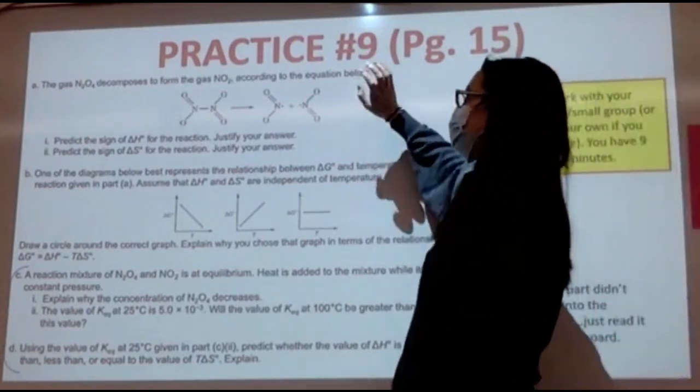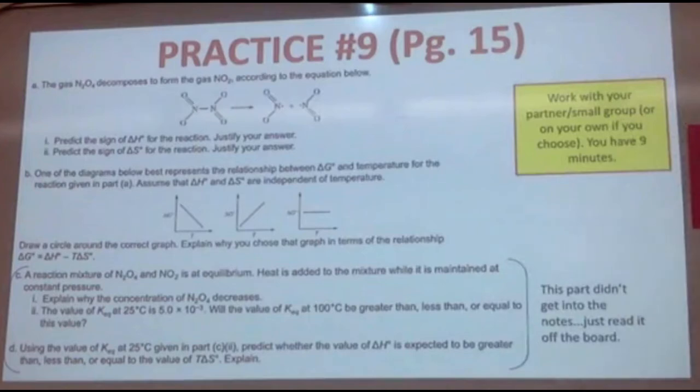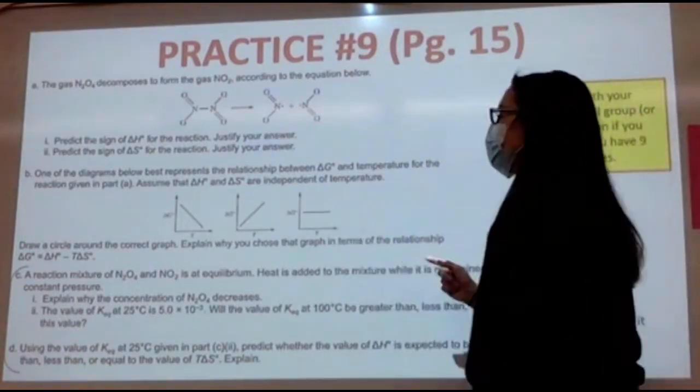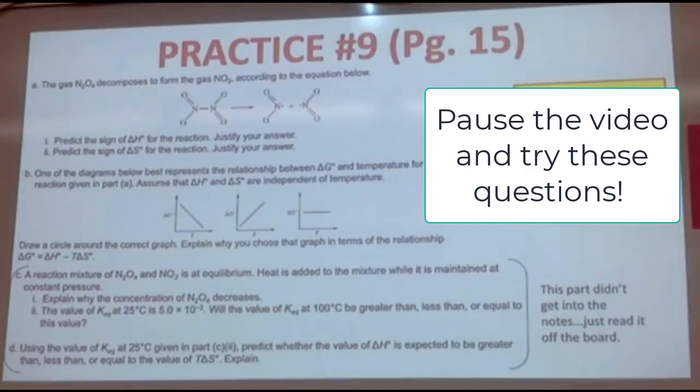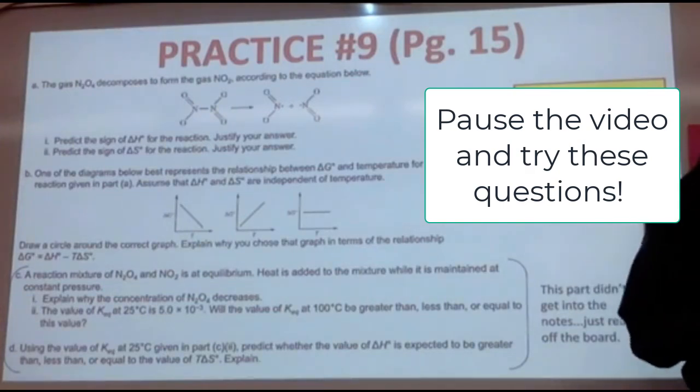You're thinking about delta H, delta S. It's going to go back and review some things about delta H and what it means about breaking bonds. Part B is having you tie something into a graph. And then C and D have you focus on the equilibrium part. So work with a partner, small group, talk to each other. I'm going to give you about 9 minutes. Work through this. Use your equation sheet, calculator, and try to answer these questions.